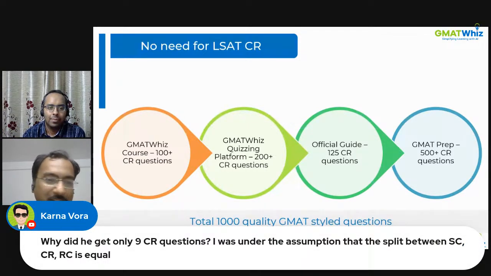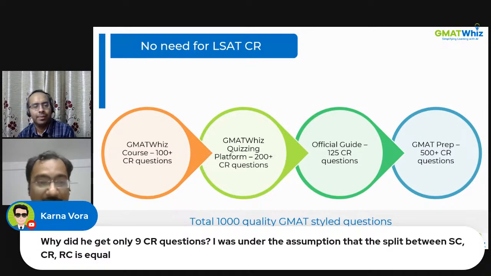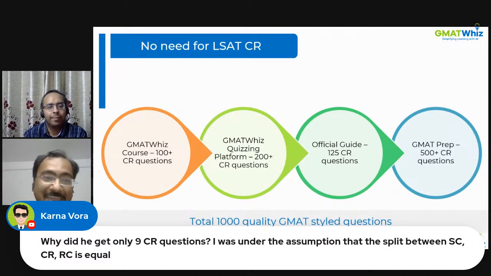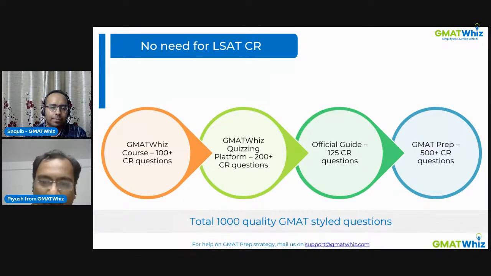Now, the part of why only GMAT knows, but honestly, basically, the split. I also used to feel, Karna, I agree with you, that SCCR and RCR are equally important, but that is not the case. What we have analyzed is that out of 36 questions, there are 30 questions which are scored on GMAT Verbal. Most likely, I'm 99.99% certain about this. I can't be 100% certain because GMAT does not reveal this data.